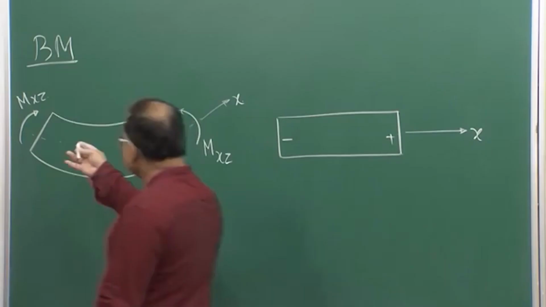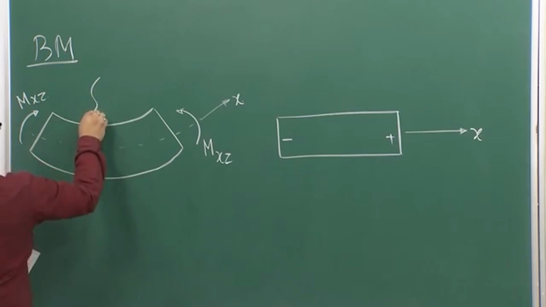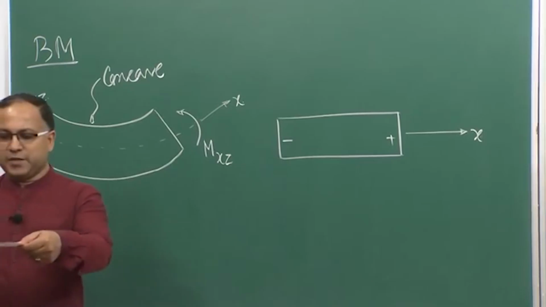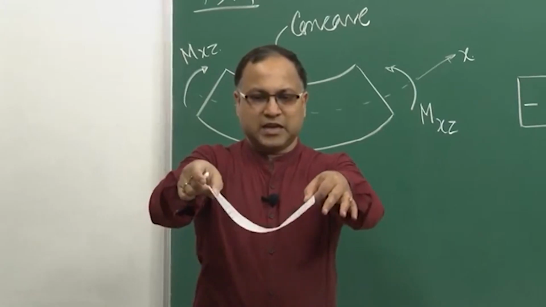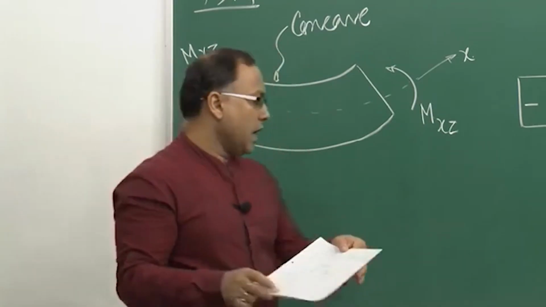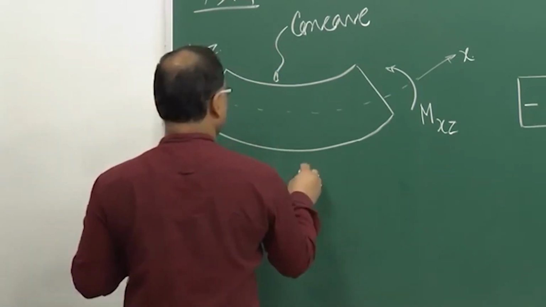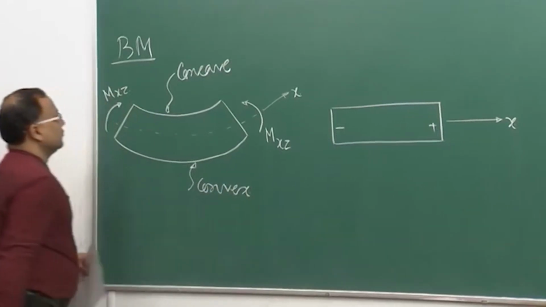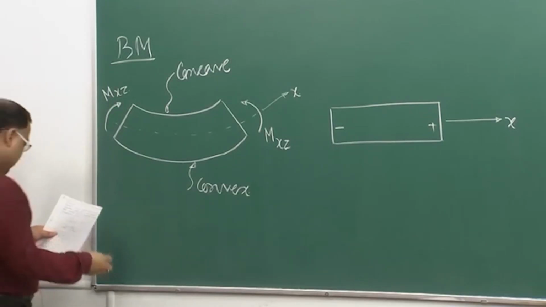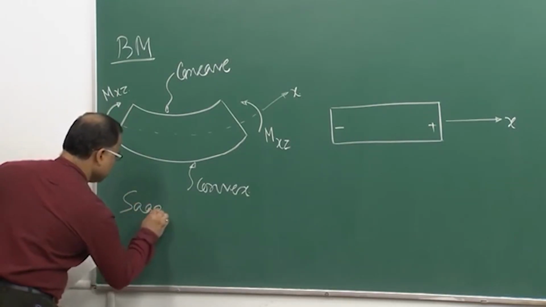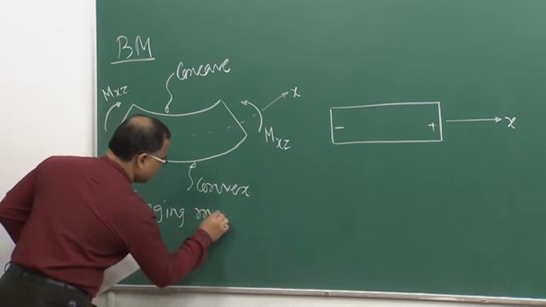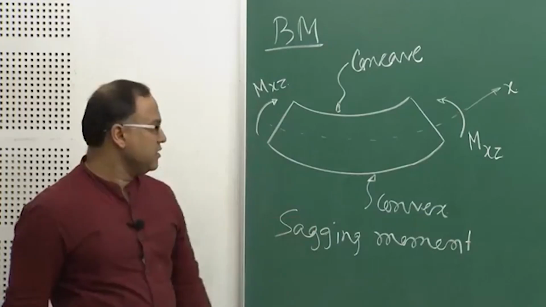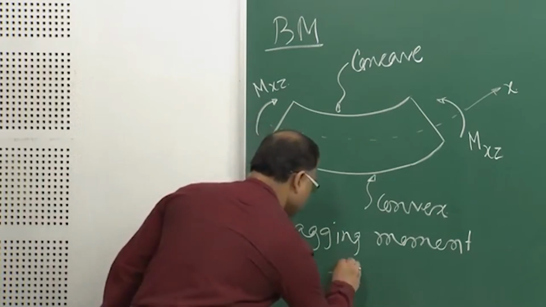Now, if you look at this shape, this top part is concave. If this is the slender member, under the action of bending moment I get this kind of shape, right. The top part is concave and the bottom part is convex. So, this is known as sagging moment, you have the sag, and this will be defined as positive.